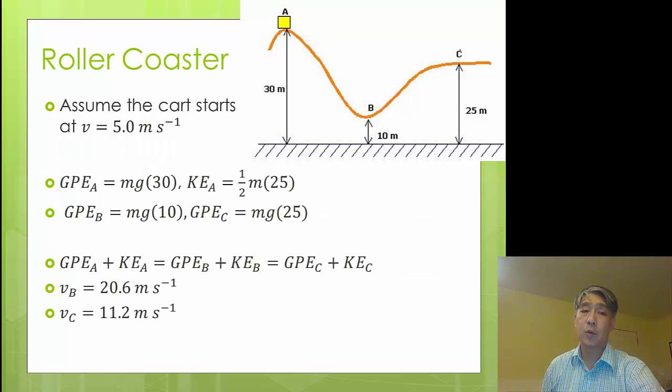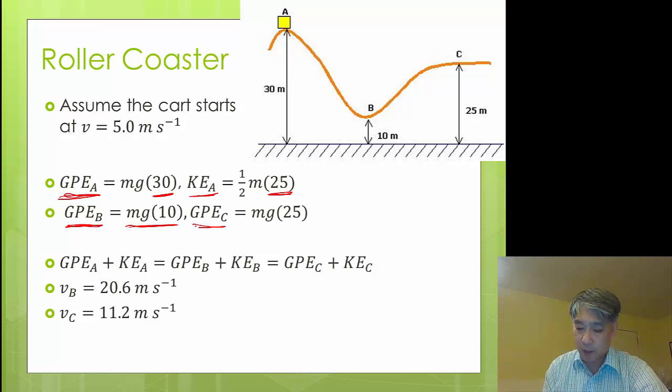Okay, in fact, very few of the situations will be 0. Okay, so let's look at this situation. Assume that the cart starts with an initial velocity. Okay, it has to be moving to get over that first hump. And we'll just call it 5 meters per second. In that case, at point A, I have gravitational potential energy based on its height. Kinetic energy based on its speed, okay? V squared, 5 squared is 25, okay? And I don't know the kinetic energies at B or C, but I will find the speeds at B and C. So at B, I have mg 10 meters, and at C, I have mg 25 meters, okay?